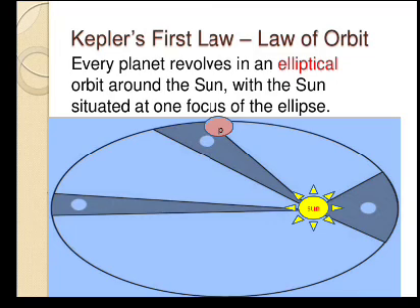The Sun is at one of the foci. Focus means a center of the ellipse. Every ellipse has two centers. So this is one of the centers here. The Sun is now at this focus, and another center is at this point. So the Sun may be at one of these foci, and the planet revolves in this elliptical path like this.